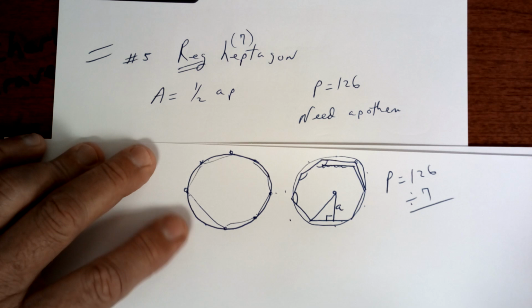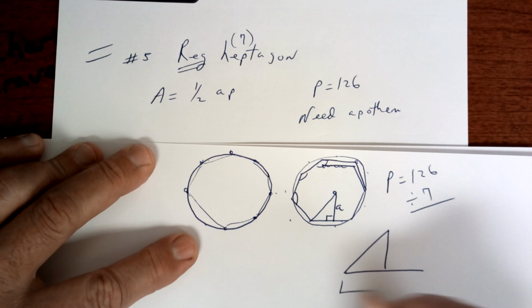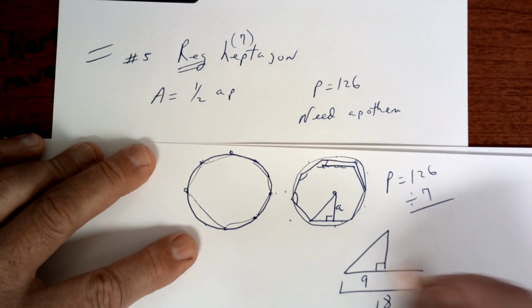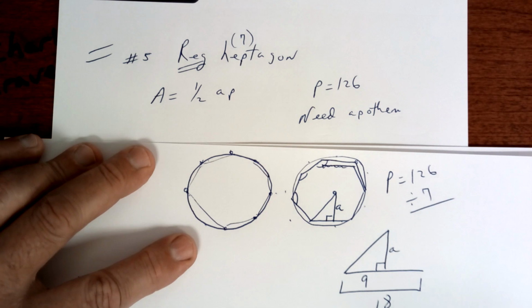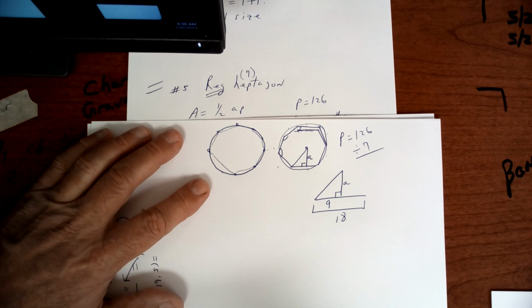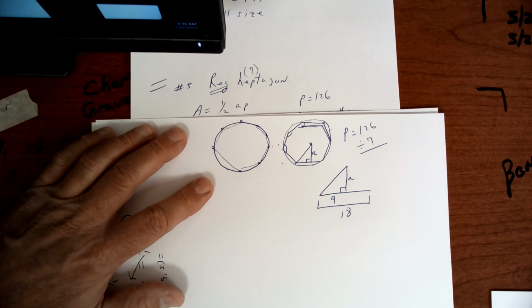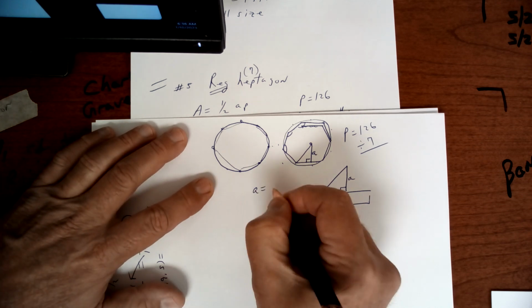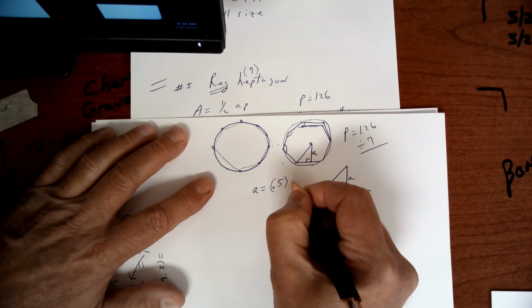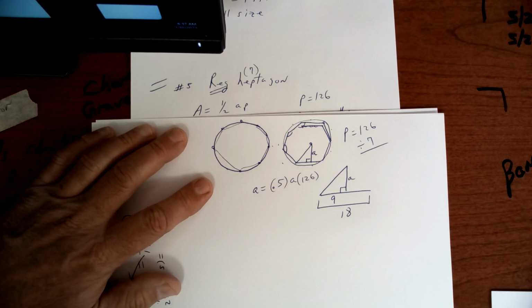So this side from here to here, if you pull this triangle out, the distance from here to here is 18. If you cut that in half, you get 9. This is 90 degrees. You can actually find the apothem here. I'm going to make this a little smaller. Now this goes back to geometry here. Okay. So the formula is the area is equal to 1/2 times A times P. Perimeter is 126.